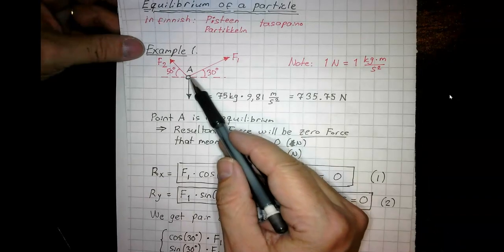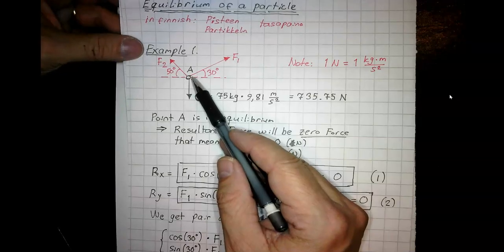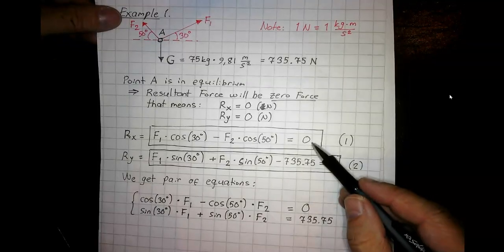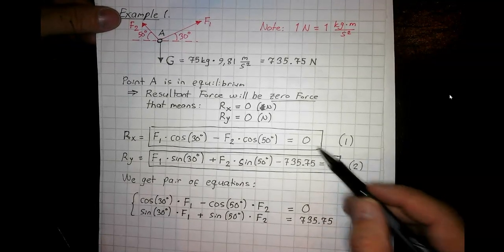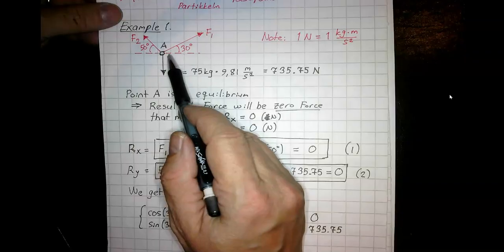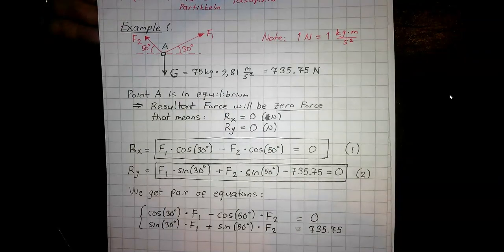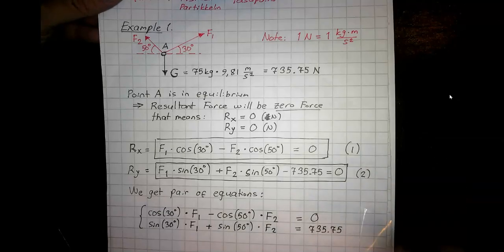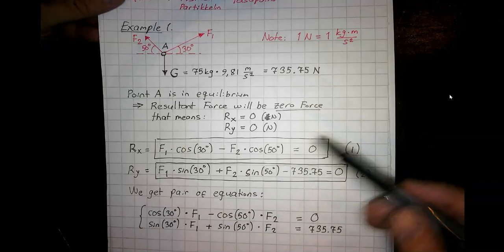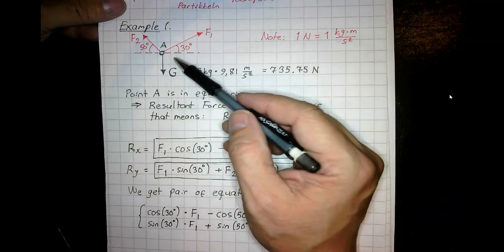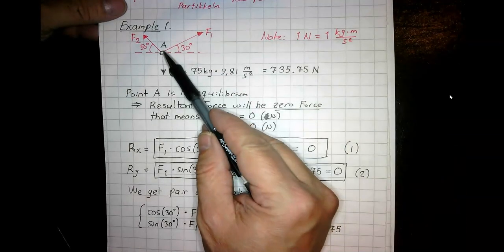And because the point here is in equilibrium, that means that those resultant components both have to get value 0. If either one is not 0, that means that point A is not in equilibrium. It has some kind of velocity. It is going downwards or to the right or up or to the left. It is moving somewhere with some kind of acceleration. But when it is in equilibrium, those forces add to 0.